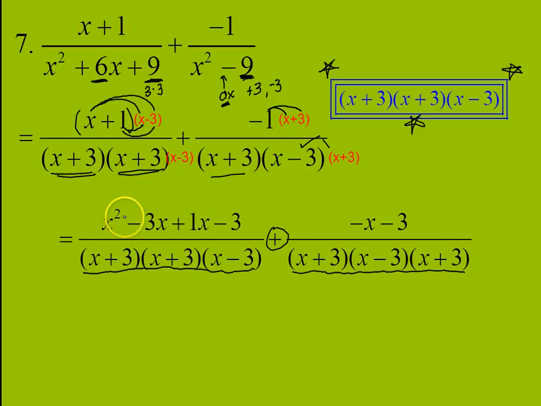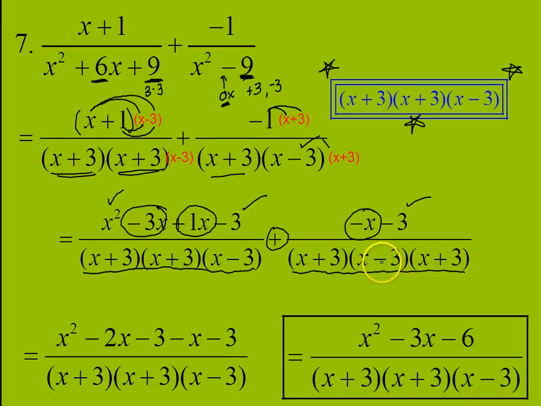Just add, combine. So I've got x squared. I've got negative 3x, positive x, negative x. So negative 3 plus 1 minus 1 leaves me with negative 3. And negative 3 minus 3 leaves me with negative 6. So we have x squared minus 3x minus 6.